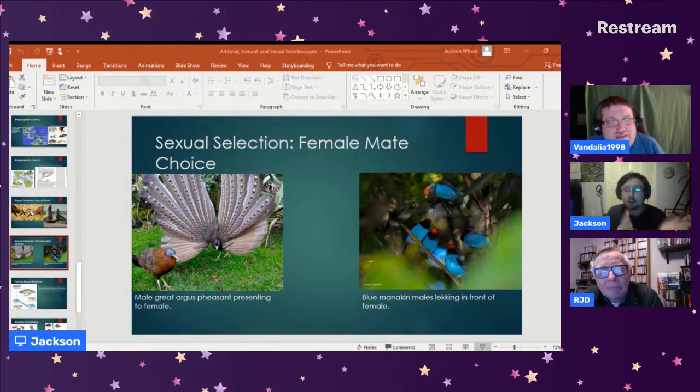So on the left, we have the male great Argus pheasant who is presenting to the female. I didn't want to choose a peacock because everyone knows what a peacock looks like. Not what everyone, a cliche. Knows what a great Argus pheasant looks like.